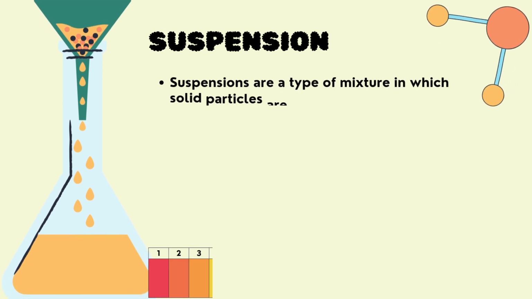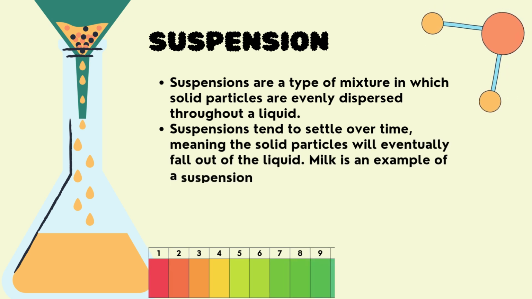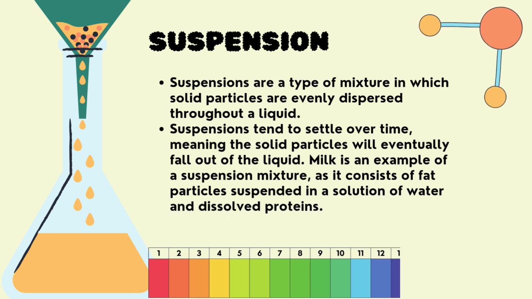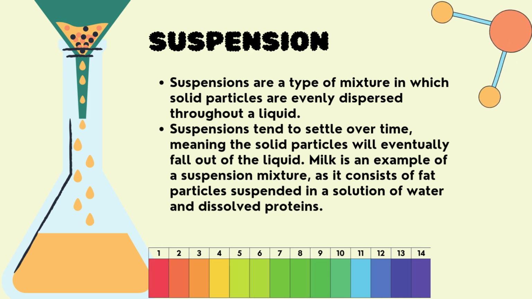Suspension. Suspensions are a type of mixture in which solid particles are evenly dispersed throughout a liquid. Suspensions tend to settle over time, meaning the solid particles will eventually fall out of the liquid. Milk is an example of a suspension mixture, as it consists of fat particles suspended in a solution of water and dissolved proteins.